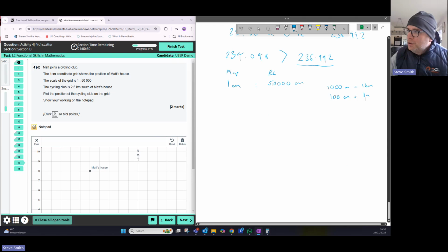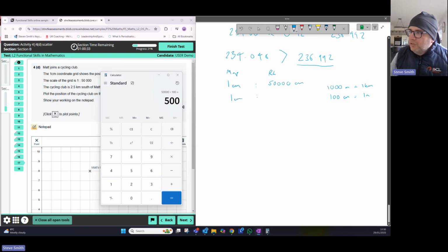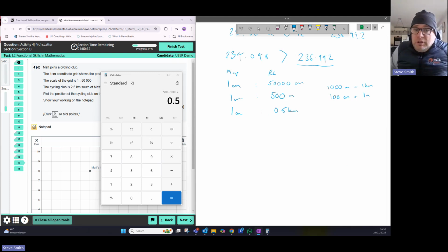So if we divide this number by 100, we're going to get meters. So 50,000 divided by 100 equals 500 meters. Okay, so we know now that 1 centimeter is the same as saying 500 meters. If we then divide that number by 1,000, we know what 1 centimeter is worth in kilometers. 1 centimeter is 0.5 kilometers. That helps us a lot.